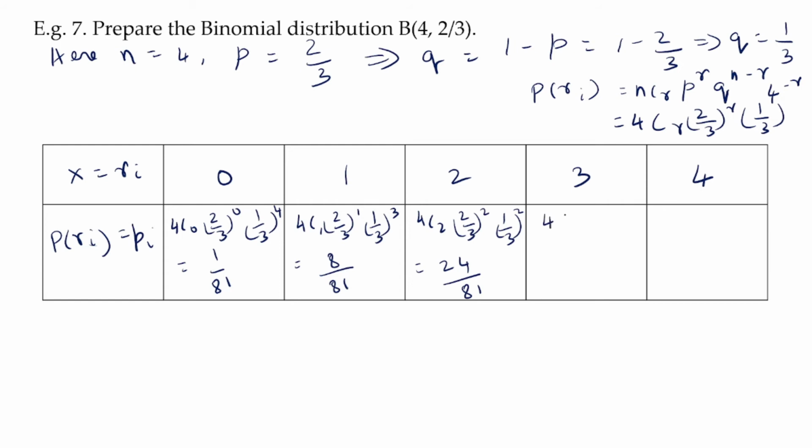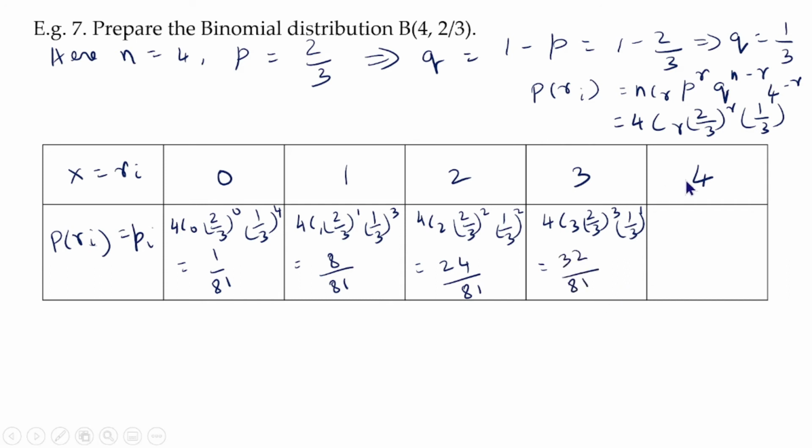Then we have r is equal to 3. Now let us substitute r is equal to 3. So it is 4c3 (2 by 3) the whole raised to 3, (1 by 3) the whole raised to 4 minus 3, which is 1. So when we simplify, we get 32 upon 81.